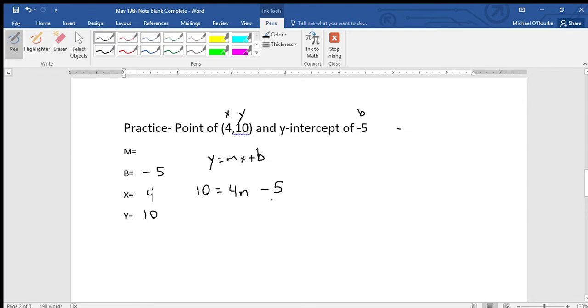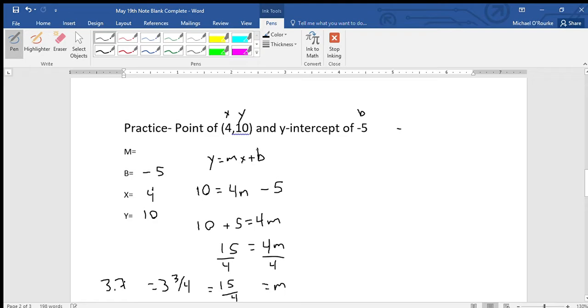So now let's rearrange. We take the 5 and move it over first. It becomes a +5. So 15 equals 4m. And now we divide by the coefficient. So in this case, m equals 15 over 4. Or it could also equal, what's that, 3 3/4? Or it could also equal 3.75. All those would be right answers.